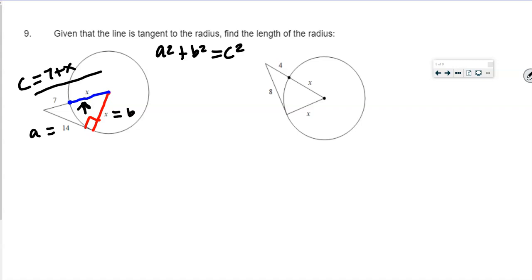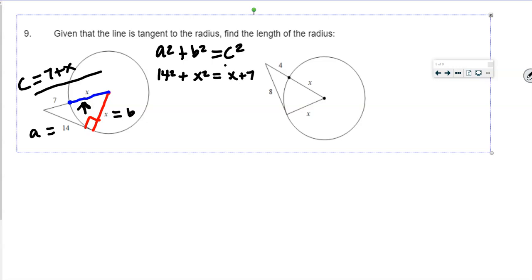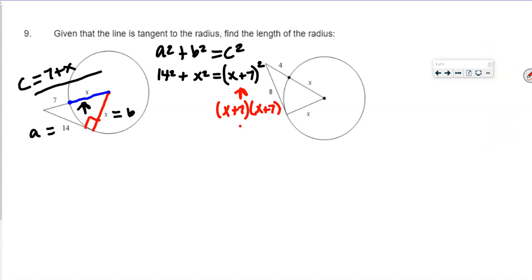So I'm going to do 14 squared plus X squared, and that's going to be equal to, I'm going to switch this because I always like to put my variable first, X plus 7 squared, okay? Now, most common error we're about to address. This right here is not X squared plus 49. When you square a binomial, you always get a trinomial. This expression means we're doing X plus 7 times X plus 7, right? So we're going to use the box to do this, okay? So I'm going to do X and 7 here, and X and 7 there.